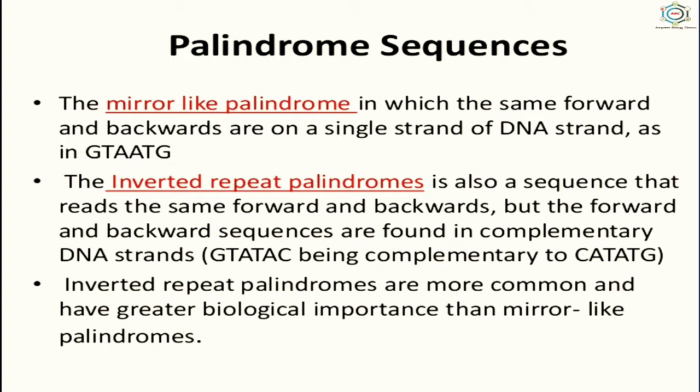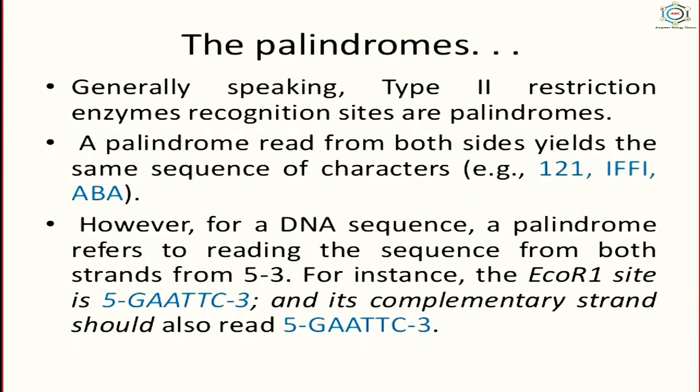So, inverted repeat palindromes are more common and have greater biological importance than mirror-like palindromes. The palindromes generally are type II restriction enzymes. Recognition sites are the palindromes. A palindrome read from both sides yields the same sequence of characters. Examples are MOM, ABBA, and so on.